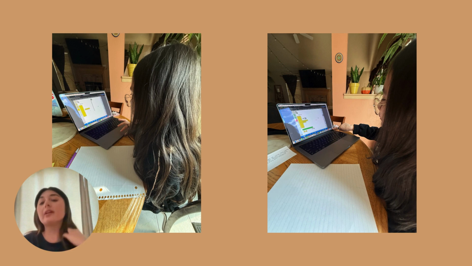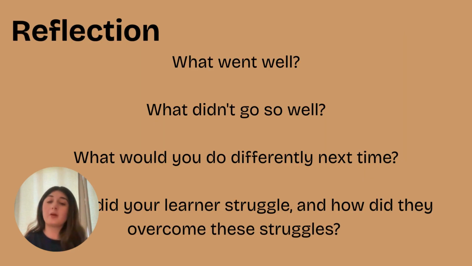These are some pictures I took of her using the virtual manipulative. I don't know if you can see it that well, but in the first picture, she was barely starting to get the hang of it, and in the next one, she was about to complete it. So I would say from my reflection that her thought process went really well. The way she explained to me the problems and her steps, I think that went really well. What didn't go so well was the virtual manipulative.